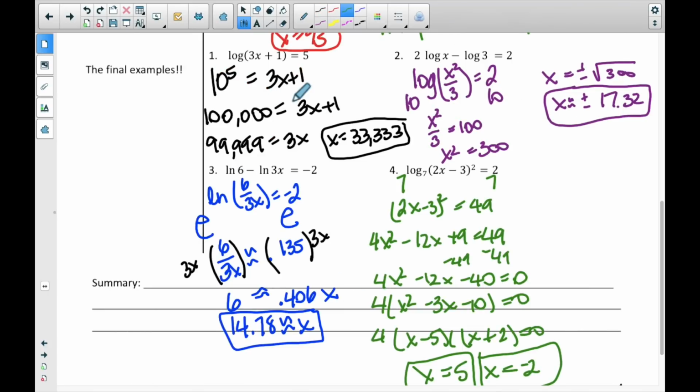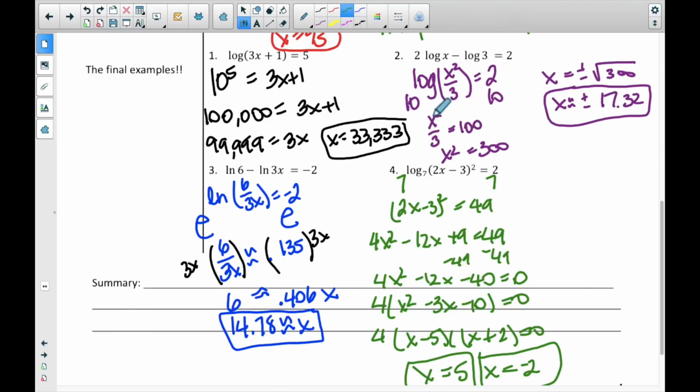On number 1, what I did is I exponentiated. You can do it the other way. Actually, you know what? I'm looking at this, I went left, right, left. So I knew that this was log base 10. So I took 10 to the 5th is equal to 3x plus 1. 10 to the 5th is 100,000. I subtract 1. I divide by 3. And I get x equals 33,333.